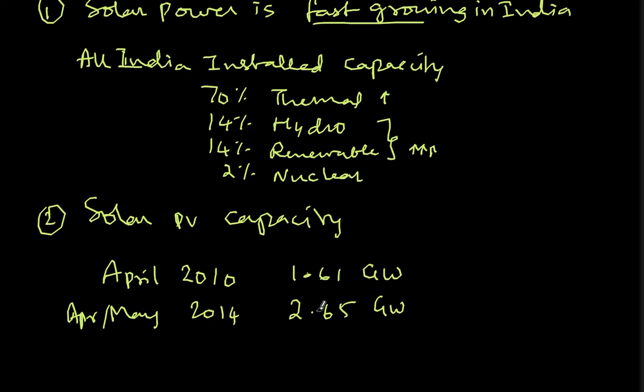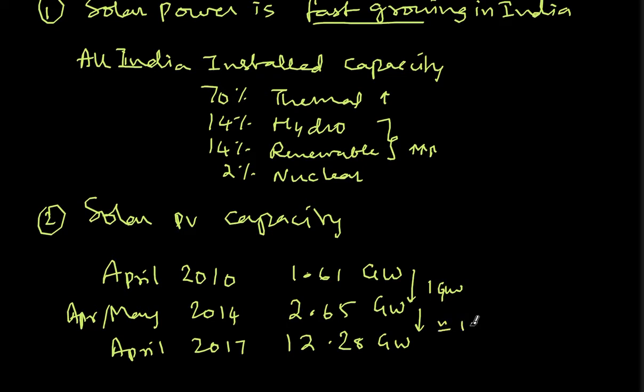Then can you expect what it is in April 2017? This figure is 12.28 gigawatt. So all of a sudden, it was almost close to 10 gigawatts of increase. It's a major increase that we are seeing, in just 3 years. On average, it is increasing at a rate of 3 gigawatt per year, and this itself is increasing. Maybe next year it will be 5 gigawatt per year or so. So there's a fast increase.